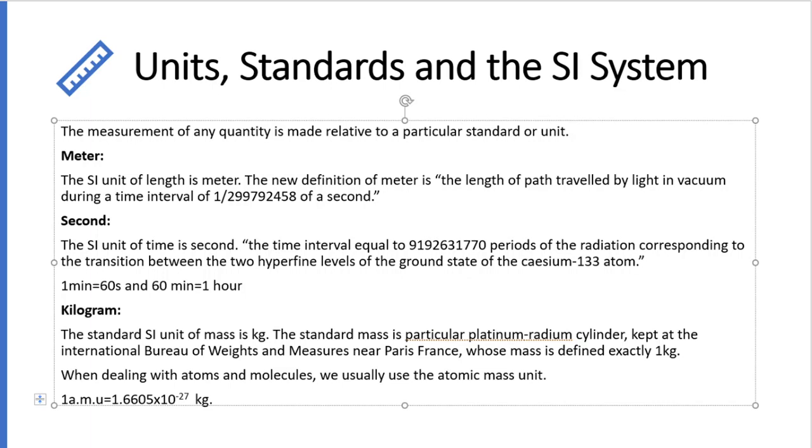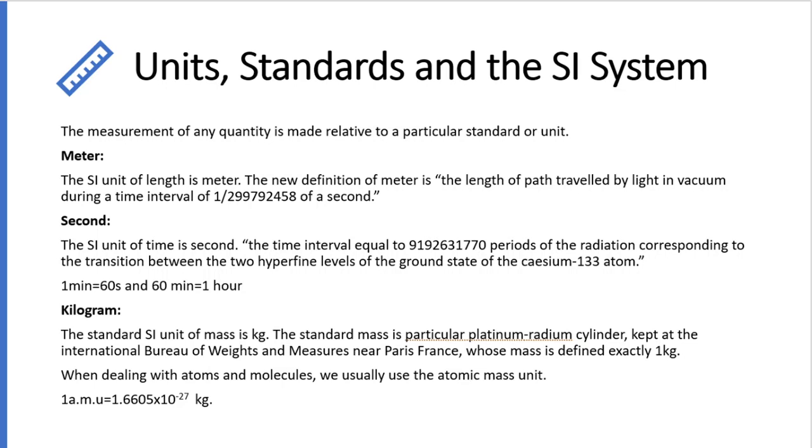Today I'm going to discuss units, standards, and different systems of units. A unit is basically our standard, a particular quantity with which we make measurements. We can say that the measurement of any quantity is made relative to a particular standard or unit. For example, the SI unit of length is the meter.